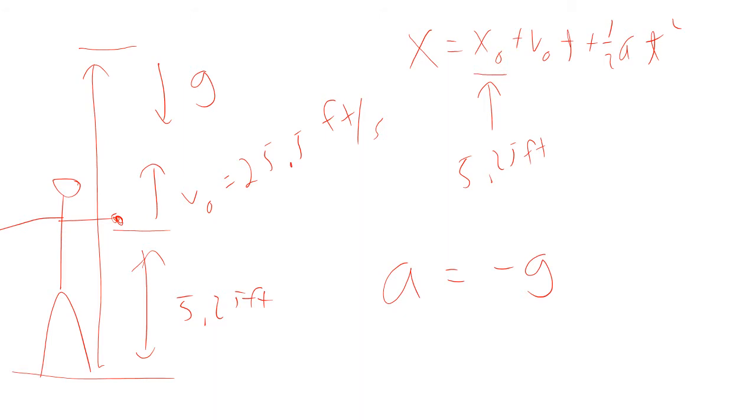Okay, remember the sign of g, plus or minus, depends on which way you say is positive. If you say up is positive, then acceleration is minus g. If you say down is positive, acceleration is positive g. Okay, so x is going to be equal to x naught plus v naught t minus 1/2 g t squared. Okay, so all we've got to do is find out what's t.